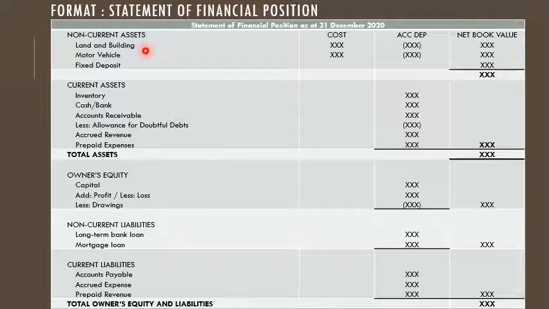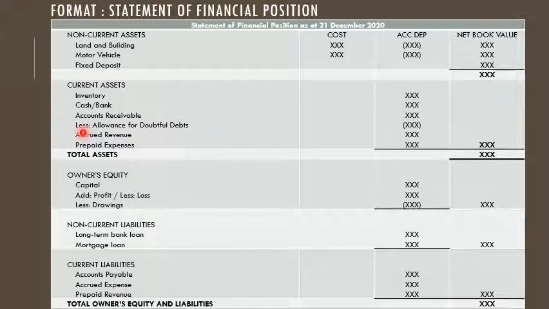Okay, so we start off with the non-current asset. List all of your non-current asset. Cost minus the accumulated depreciation, awak akan dapat net book value, dapatkan total non-current asset awak. And then for your current asset, list down all of your available current asset. So in this case, you have accrued revenue, remember the assets, prepaid expenses, the asset.